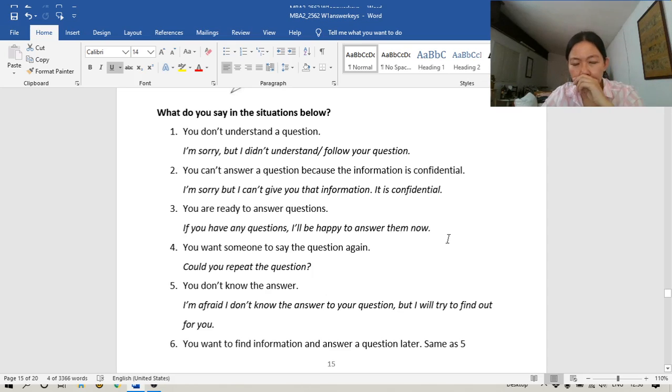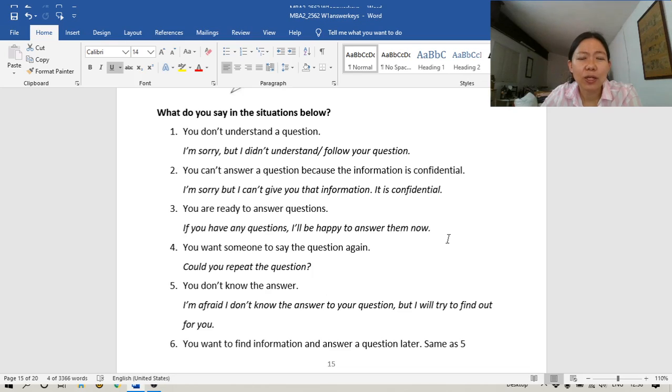Next, you can't answer a question because the information is confidential. So it's a secret. Even if you know the answer, you can't give it away. So you would say something like, "I'm sorry, but I can't give you that information."